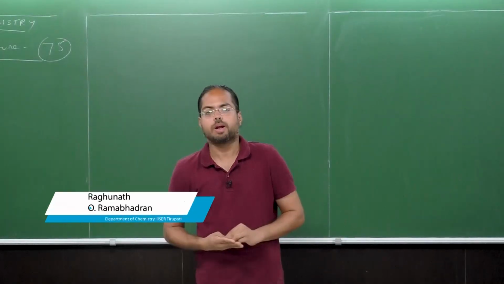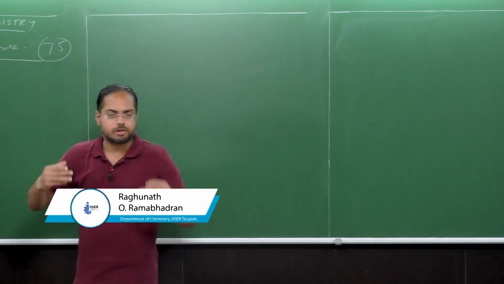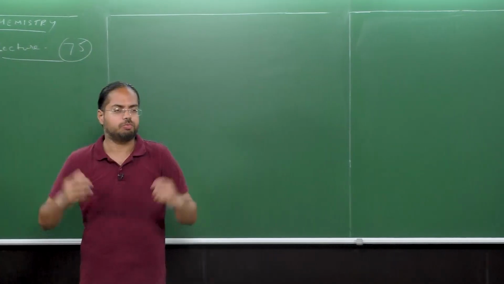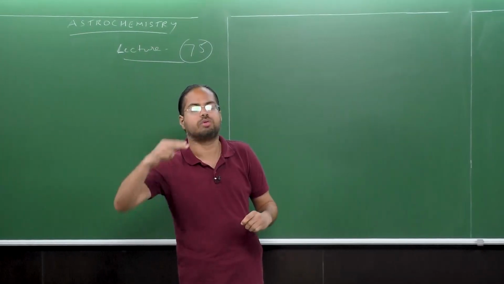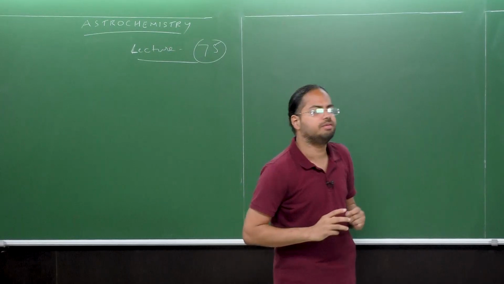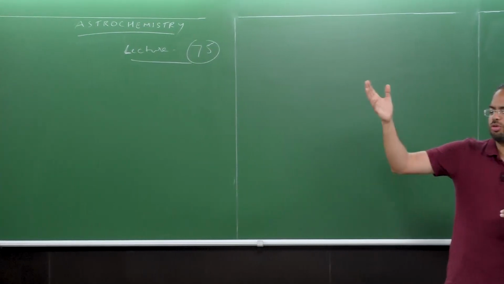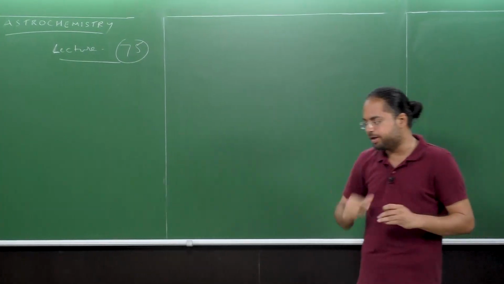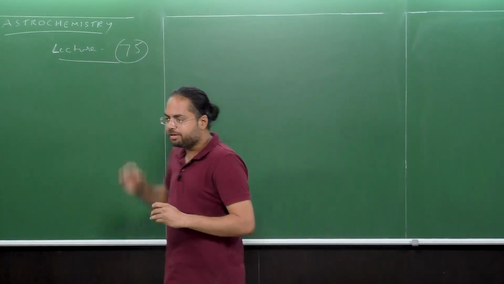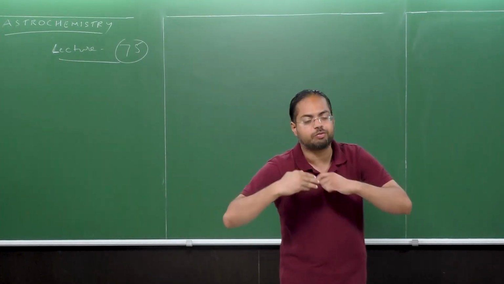Hello all, welcome to Astrochemistry. This is lecture number 75. We are conducting this lecture after we had two tutorial sessions in the last two lectures, wherein we were discussing various astronomical aspects such as spatial and spectral resolution, and also the concept of line of sight, column density, and number density. Now, in this lecture, I'm actually pretty excited to teach you about some new aspects of astrochemistry.